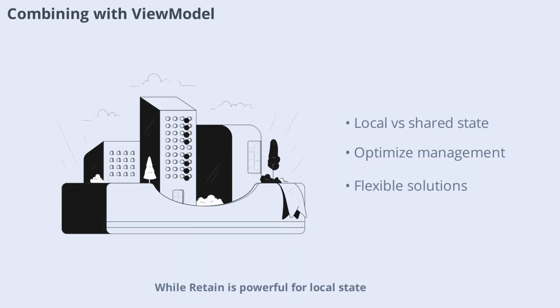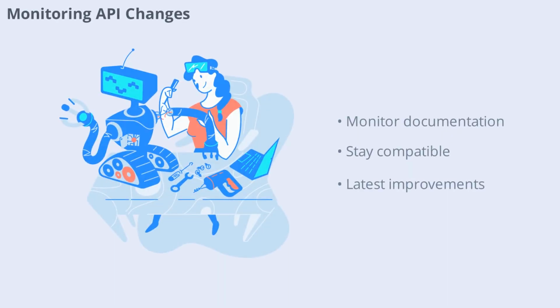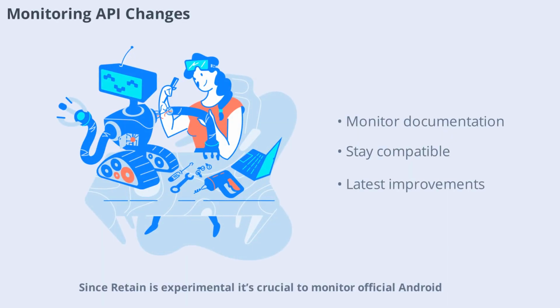While Retain is powerful for local state, ViewModel remains the best choice for shared state across screens and process death survival. Combining Retain with ViewModel allows you to optimize state management for different scenarios, ensuring both flexibility and robustness in your Compose apps. Since Retain is experimental, it's crucial to monitor official Android documentation and Compose release notes for updates.